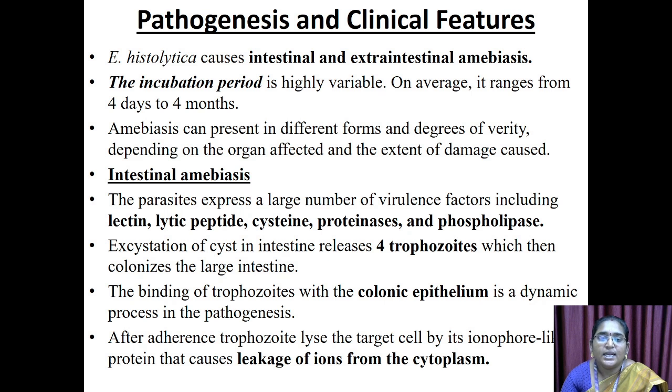caused. Intestinal amoebiasis. The parasites express a large number of virulence factors including lectin, lytic peptide, cysteine proteinases and phospholipase. Excystation of the cyst in the intestine releases 4 trophozoites, which then colonize the large intestine. The binding of trophozoites with the colonic epithelium is a dynamic process in pathogenesis.